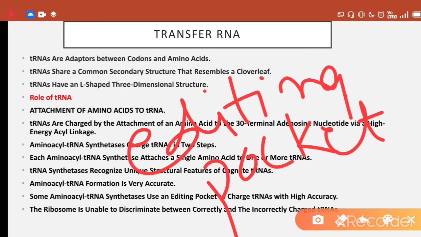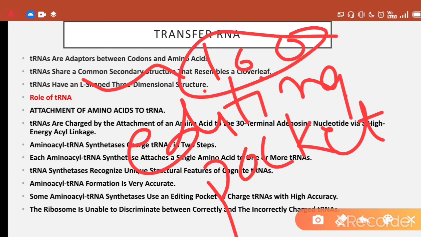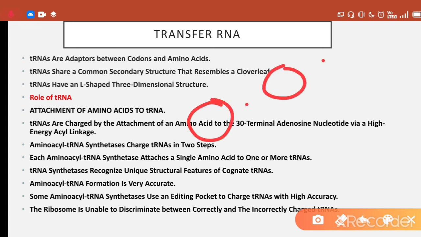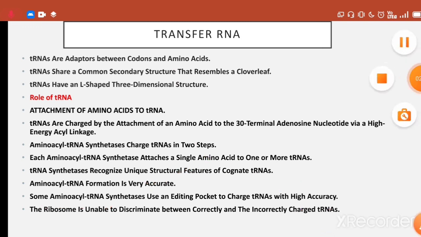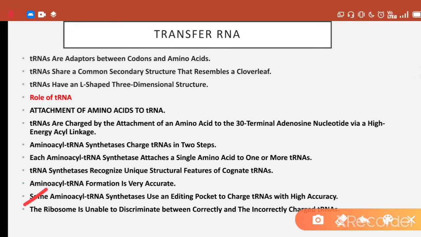As a consequence, this isoleucine tRNA synthetase discriminates against valine twice: in the initial binding and adenylation of the amino acid, discriminating by a factor of about 100, and then in the editing of the adenylated amino acid, again discriminating by a factor of 100. As I told you, it discriminates twice for an overall specificity of 10,000-fold, that is, an error of about 0.01%. So we can say that this editing pocket is used by aminoacyl tRNA synthetase to charge tRNA with high accuracy.